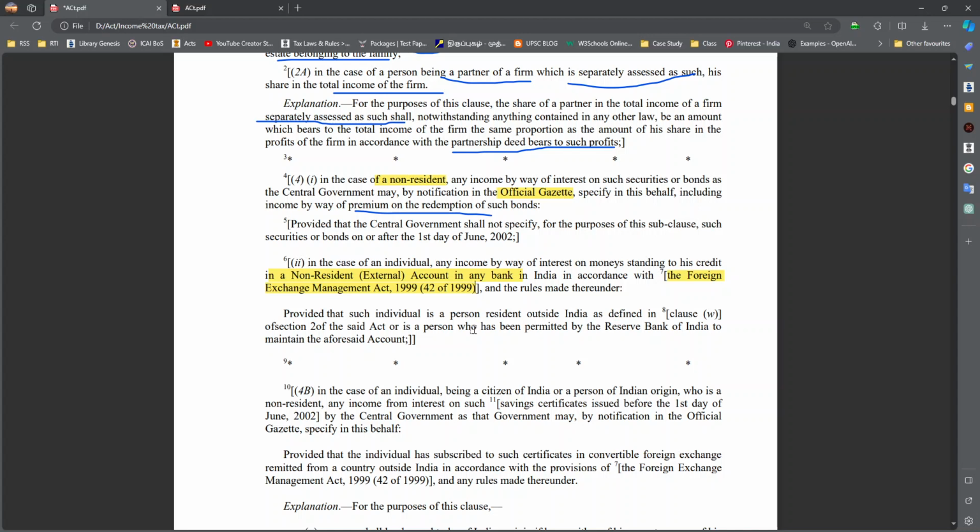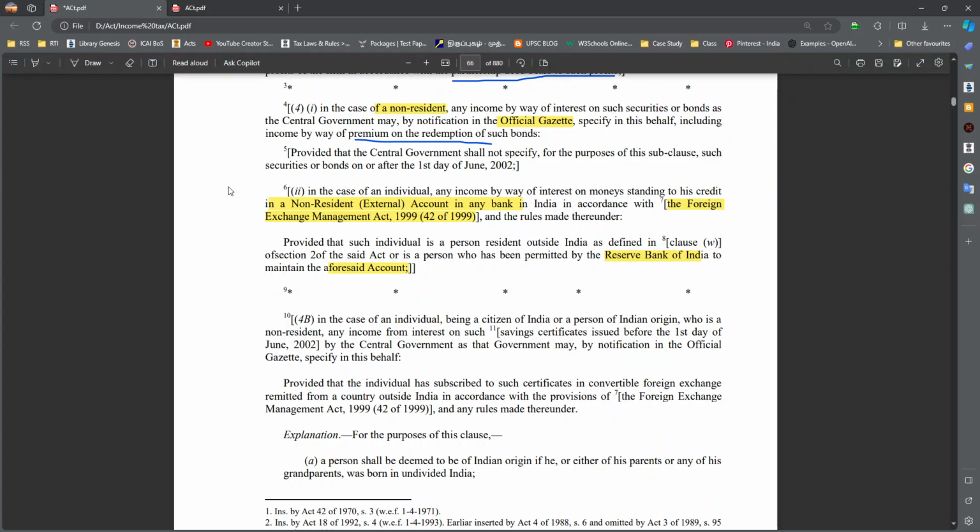Provided the individual is a person resident outside India, as defined under the Reserve Bank of India, to maintain the aforesaid account. What happens? You are a resident outside India, but you have an account either in India or outside India, and you earned interest on that money which is outside India. You are outside India, so the income doesn't accrue or arise in India. You don't need to pay tax. That's the point being clarified.